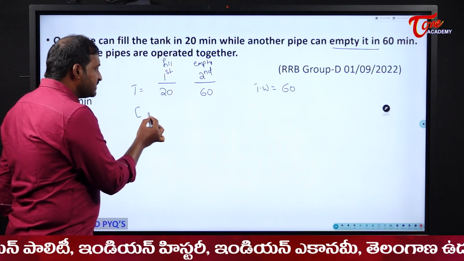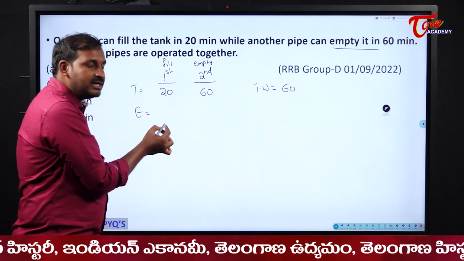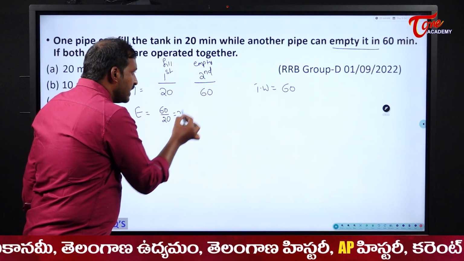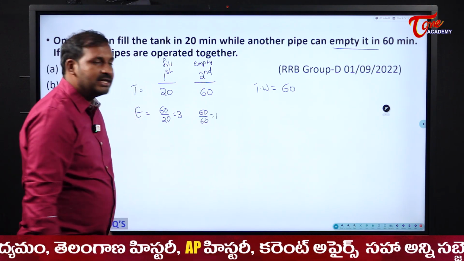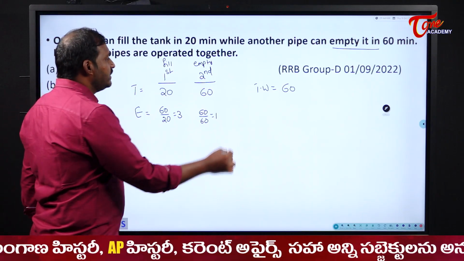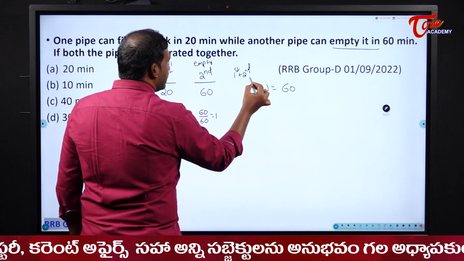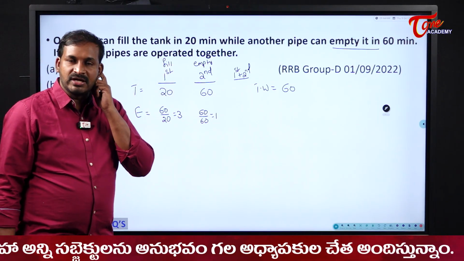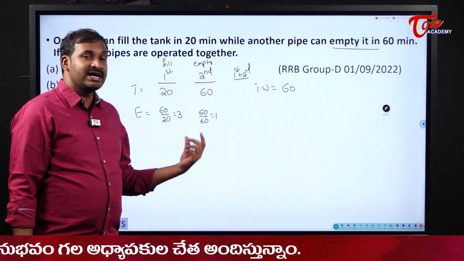Now what happens to their efficiency? The filling pipe efficiency will become 60 by 20, that is 3. And here it will become 60 by 60, which is 1. Okay, till here everything is fine. Now I need to add the first as well as the second. Now both the pipes are operated together. In what time will the tank be filled?